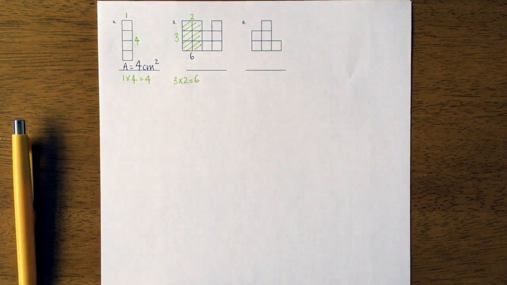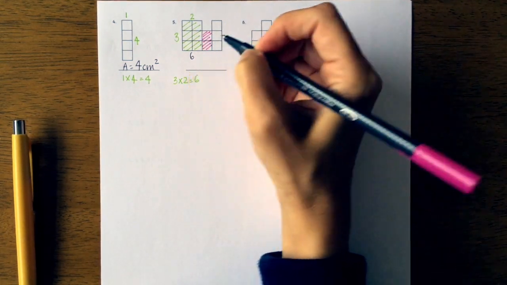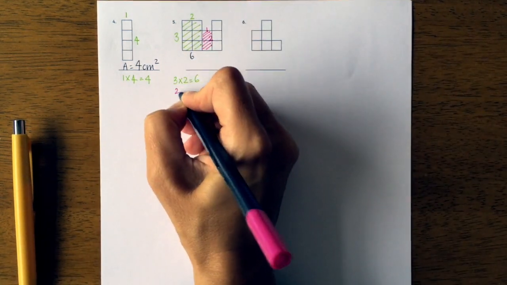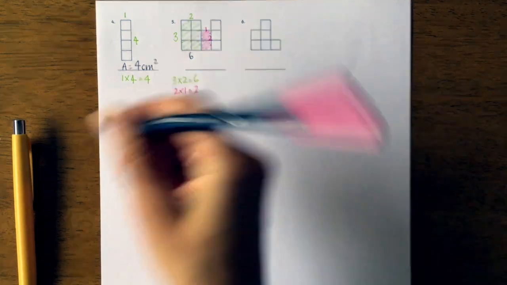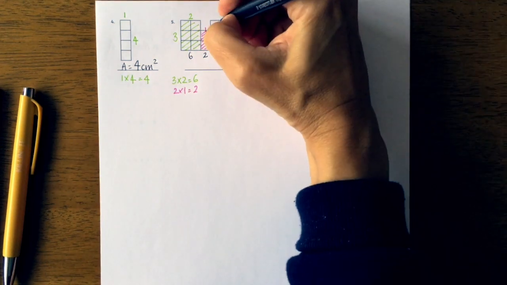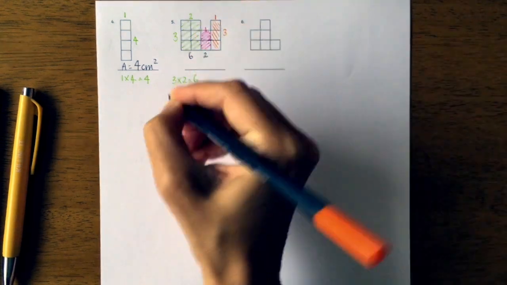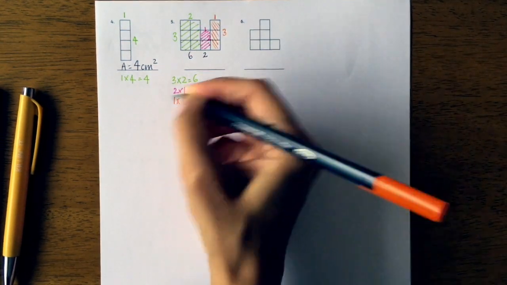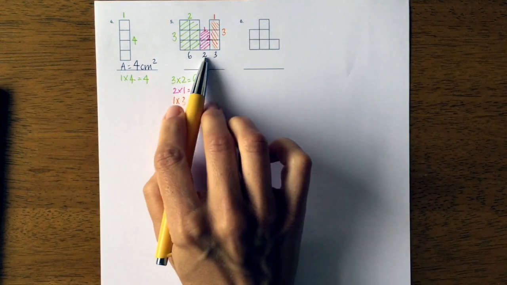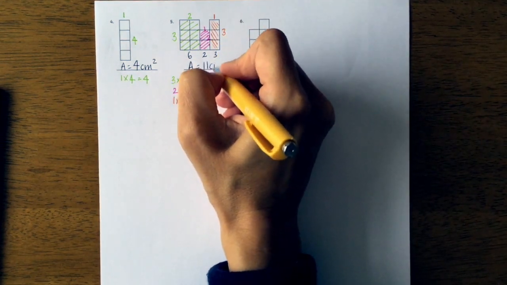Okay, the next one I could see, I could do this one here. So my pink one is going to be 2 by 1, which is 2. So I've got an area of 2 here. And then my last one is going to be this one here. And this one is 1 by 3, so 1 by 3 is 3. And then all I would need to do is to add those up. So 6 add 2 is 8. 8 add 3 is 11. So the area is 11 centimetres squared.